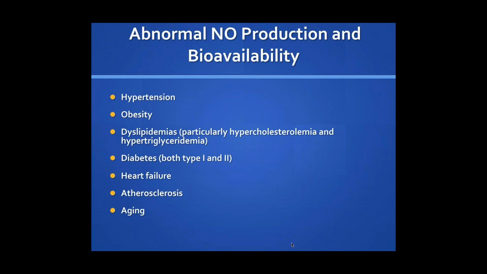So, again, we're looking at hypertension, obesity, dyslipidemias, particularly hypercholesterolemia and hypertriglyceridemia, diabetes type 1 and 2, heart failure, atherosclerosis, and aging. And it's interesting, I did this huge study of one patient, but it was my mom. I talk about how I'm using her as a guinea pig because she's got some interesting things going on. And she had hypertension. She's had it since I was born. So 50-some years we're talking about she's had it.